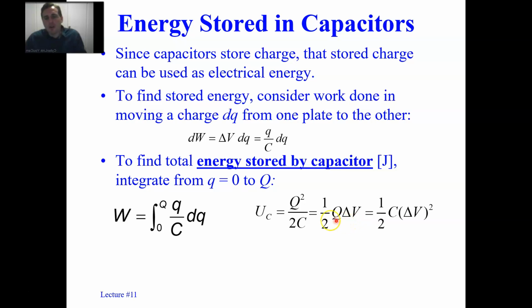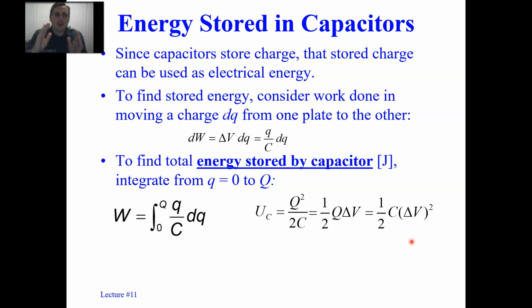And then finally, what if you don't know the charge? What if in fact you know just the capacitance and the voltage? This is actually pretty common. So we know that Q right here is equal to C delta V. So if I plug that in, I should get C squared delta V squared. So one of the C's cancels, we get 1/2 C delta V squared.